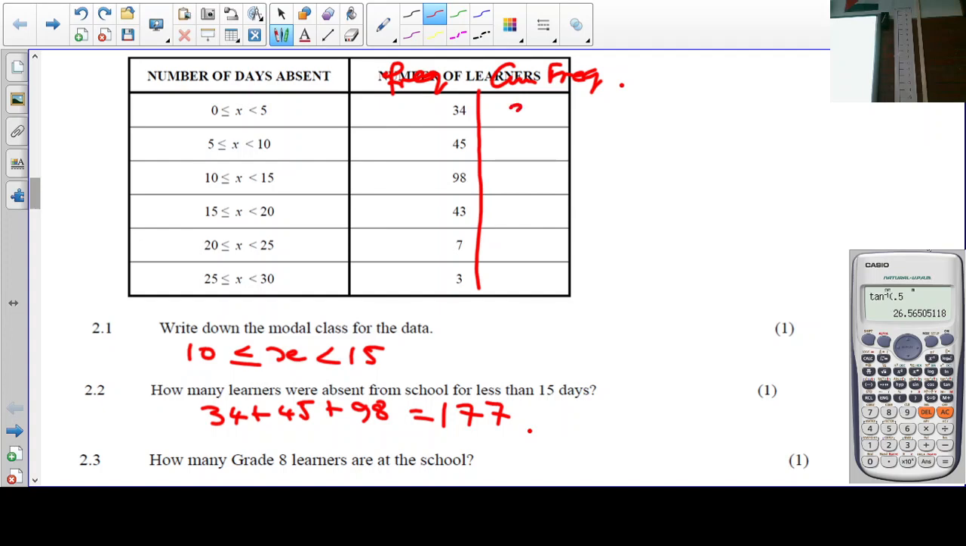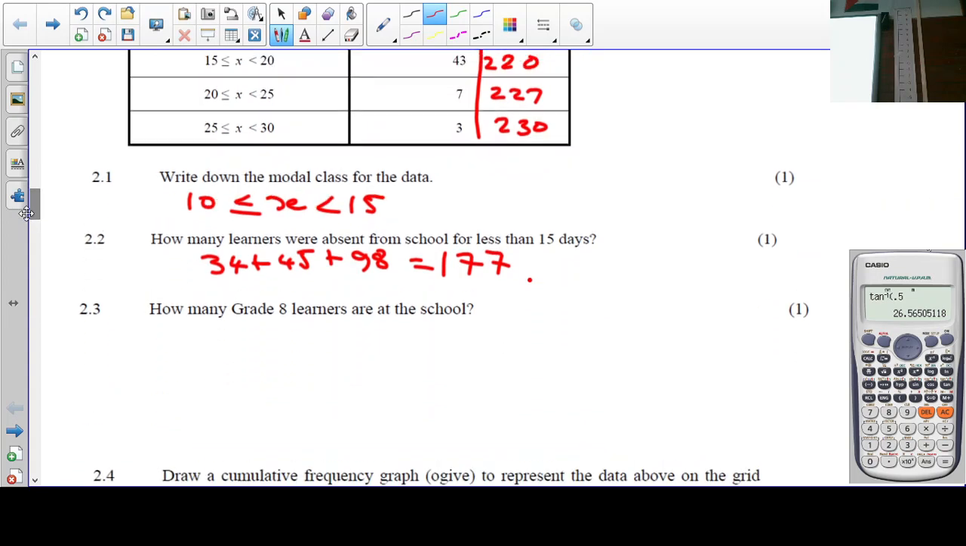So 34 is going to give us 34. The next one is going to give us 34 plus 45. It's going to give you 79. 79 plus 98, so 177. We just calculated that. 177 plus 43 is going to give you 0, carry 1, that is 220. Then 227, 230. So in other words, there are 230 grade 8s at the school. Okay, any confusion there? No?